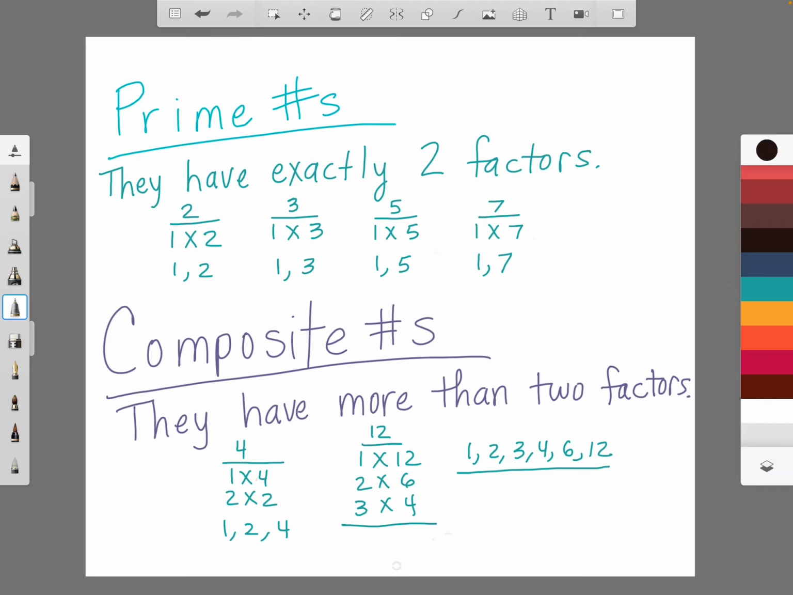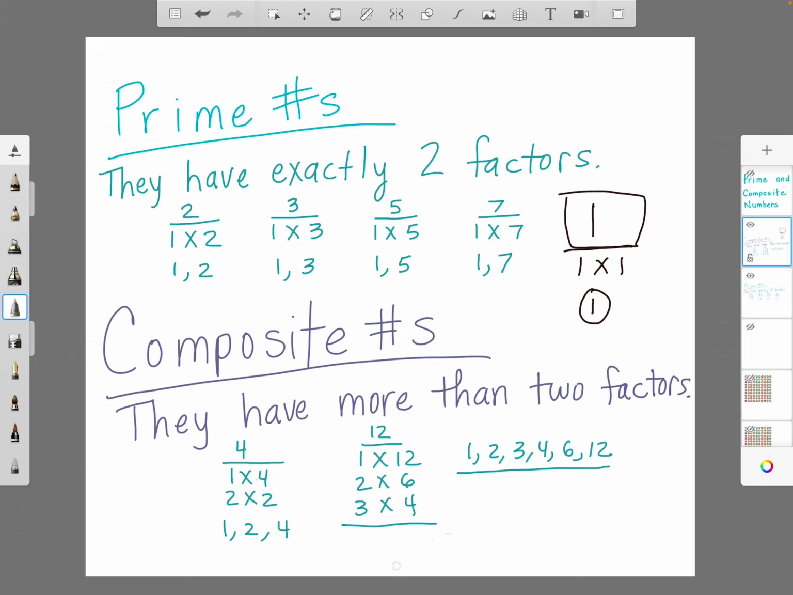Okay, now let's take a look at the number 1. The number 1 can be made by 1 times 1. The only factor it has is 1. It only has one factor. It cannot be a prime number because a prime number needs to have two factors. It cannot be a composite number because a composite number needs to have more than two factors. So 1 is a number all by itself. It isn't prime and it isn't composite.